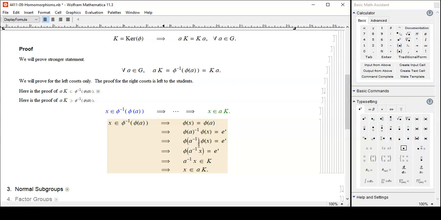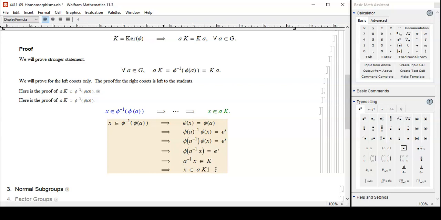And then this element, apply phi, and then we go to the identity. That means this element belongs to the kernel. Almost there. And flip this A inverse to the other side. That's what you're gonna get.